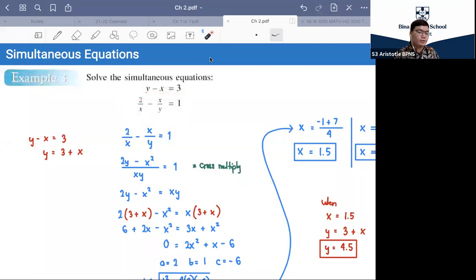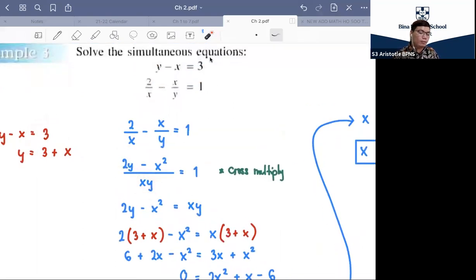So what I did first is I went ahead with the linear one, and then I made y the subject of the formula. So it became y is equal to 3 plus x. And then the fraction here, to get rid of this, is to, of course, LCD is xy. So xy divided by x, so x gets cancelled. Y times 2 is 2y. And then xy divided by y, so y gets cancelled. So x times x is x squared. And then, of course, bring down 1.